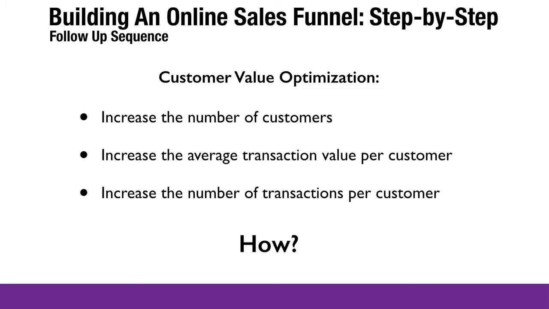All right, so now one of the most important parts of a sales funnel is what I call customer value optimization. The point of this is to increase the number of customers, increase the average transaction value per customer, and increase the number of transactions per customer. Okay, so these are 3 very important points, and I'm going to walk you through these 3 points and how you can accomplish that goal.